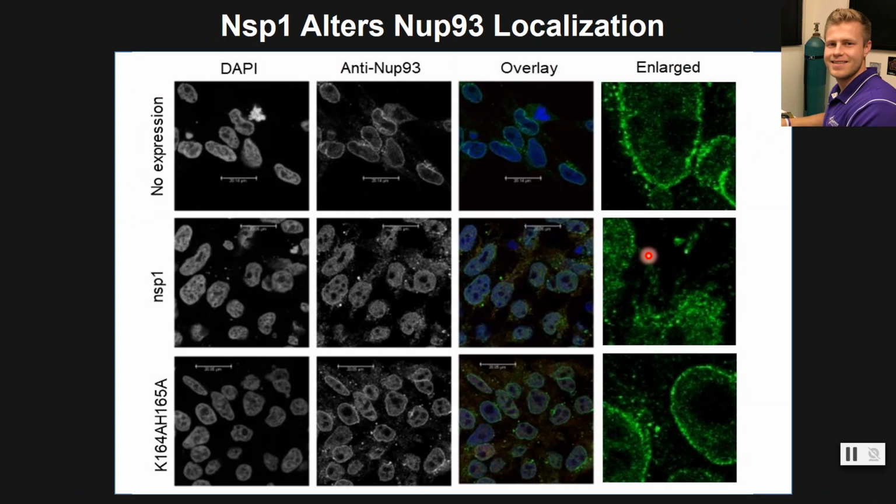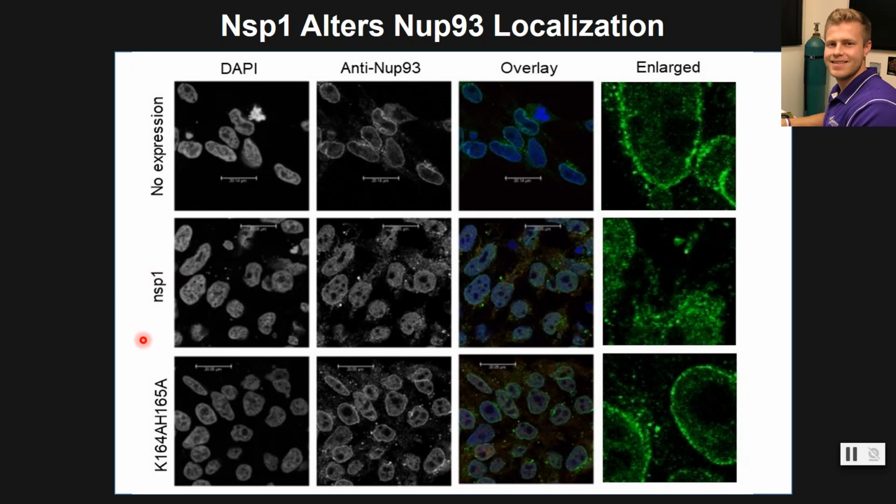So Garrett Gomez, undergraduate student in my lab, did immunofluorescence to look at the localization of NUP93 in the presence and absence of NSP1. So in regular cells, when we do not express any NSP1, NUP93 is present around the nucleus, showing this nice and clear ring structure around the nucleus, confirming the presence of NUP93 on the nuclear envelope.